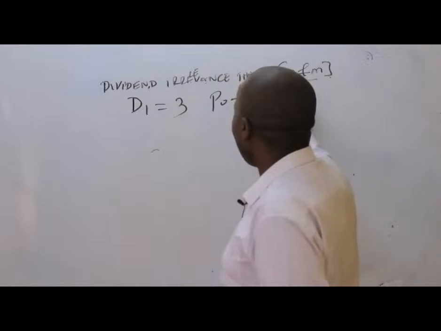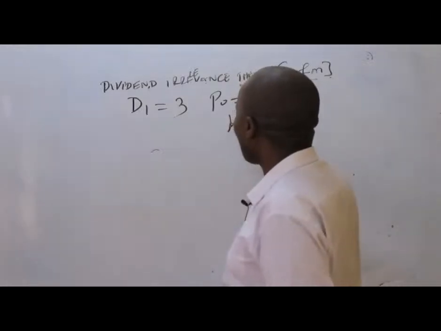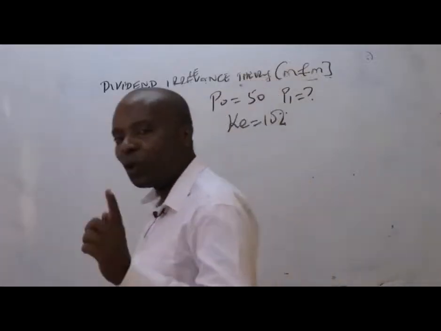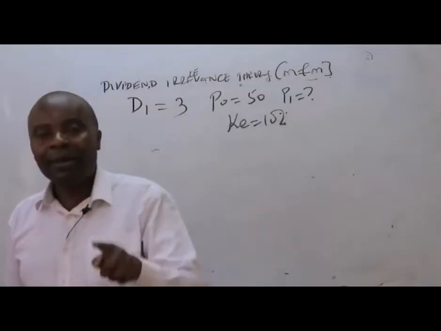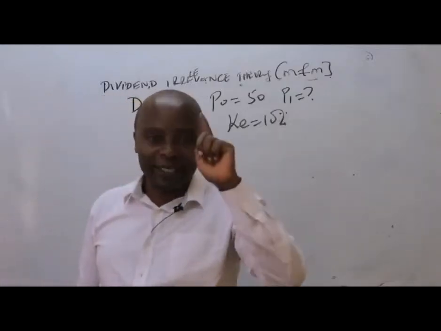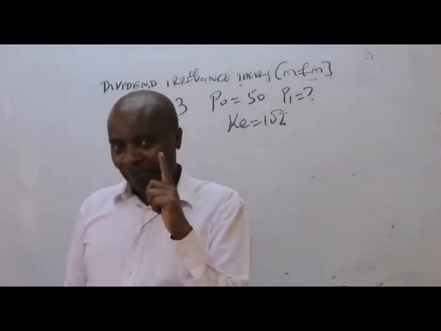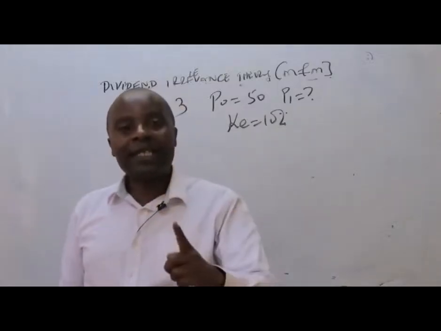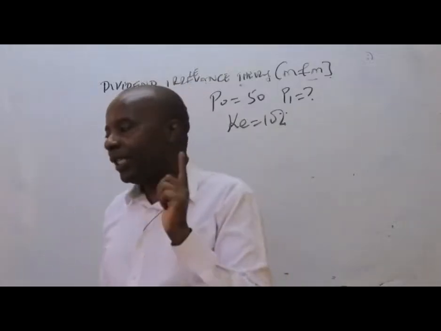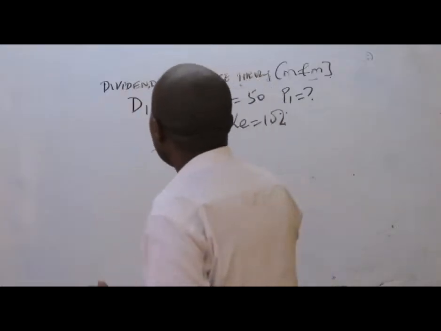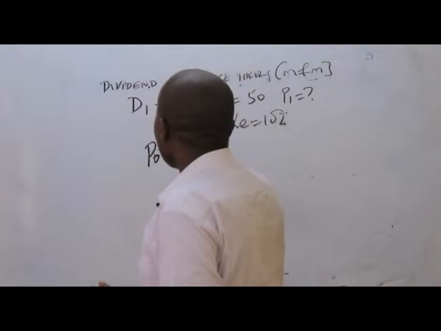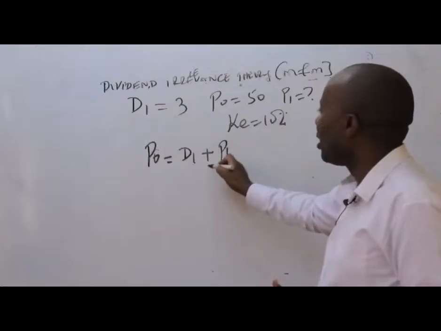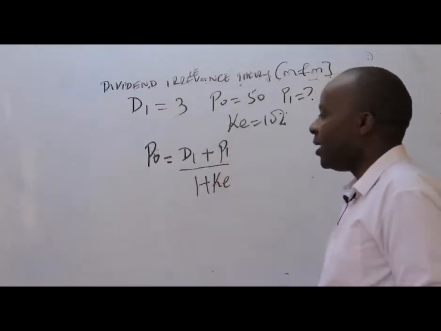P0 will be 50. P1 is what we are looking for. And then we know cost of equity is 10%. They would want us, of course, to give them P1. I know I may forget about many other things, but I'll not forget the formula of P0. I know that there are 2 formulas of P0. The one of D0 into something, but this is a special one. Dividend irrelevance, ladies and gentlemen, what do we have over here? We know it is P0 equals D1 plus P1 all over 1 plus Ke.